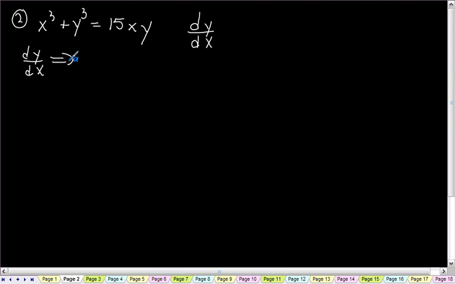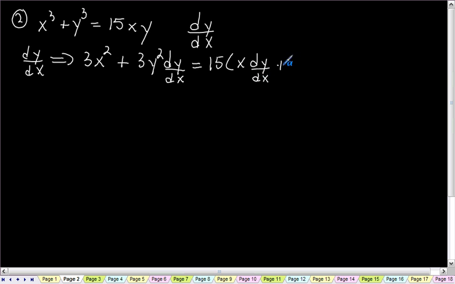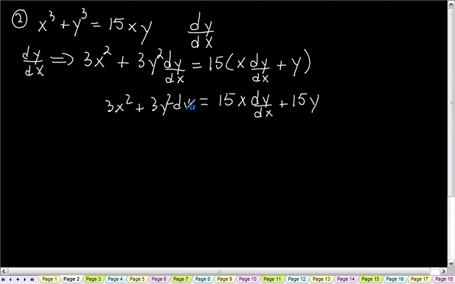To do that, the derivative of this is 3x squared dx, plus the derivative of this is 3y squared times the derivative of y, which is dy/dx. That's equal to, now this is a product rule. First comes the derivative, which is dy/dx, plus the second, which is y, times the derivative of the first. What's the derivative of x? Just 1. So I'm going to distribute as much as I can. This is a 15x dy/dx plus 15y. On this side I have 3x squared plus 3y squared dy/dx.